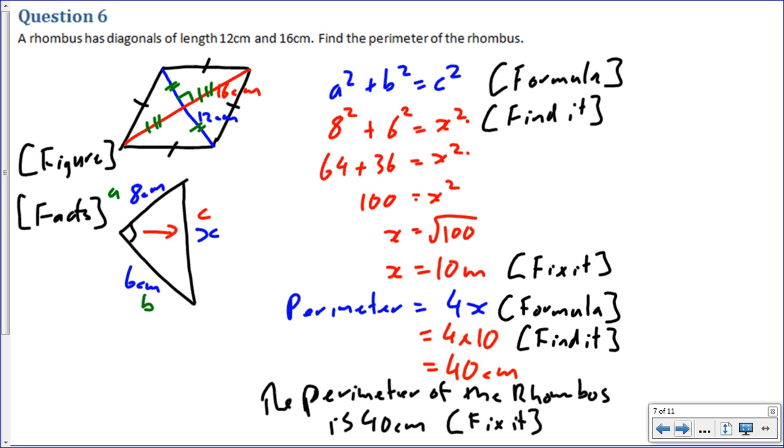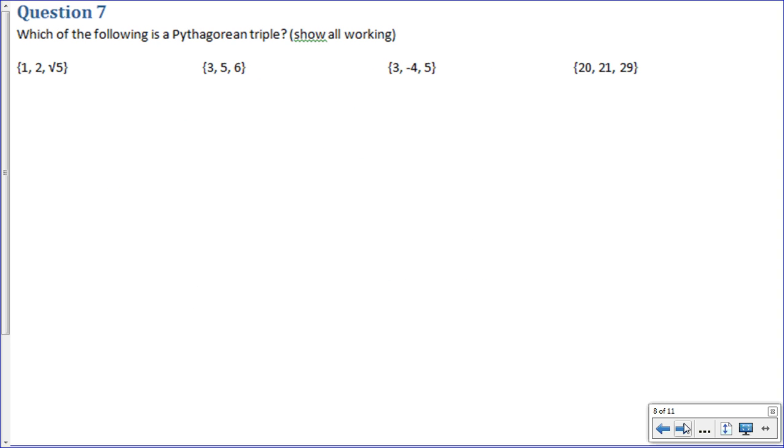So sometimes, yes, you need to repeat the process multiple times for a question, only because you just have to solve for two parts of the question. The first part was to work out what the length of the side was, and the second part was to then work out what the perimeter was.